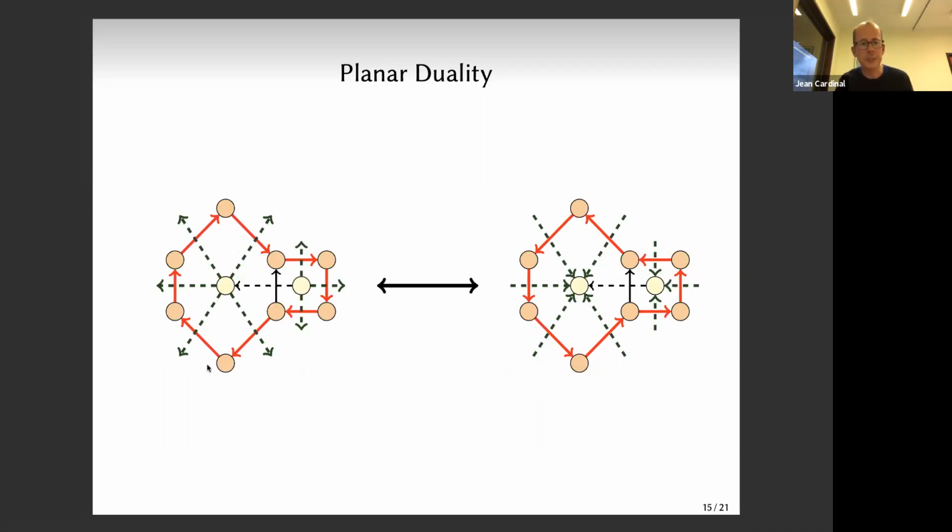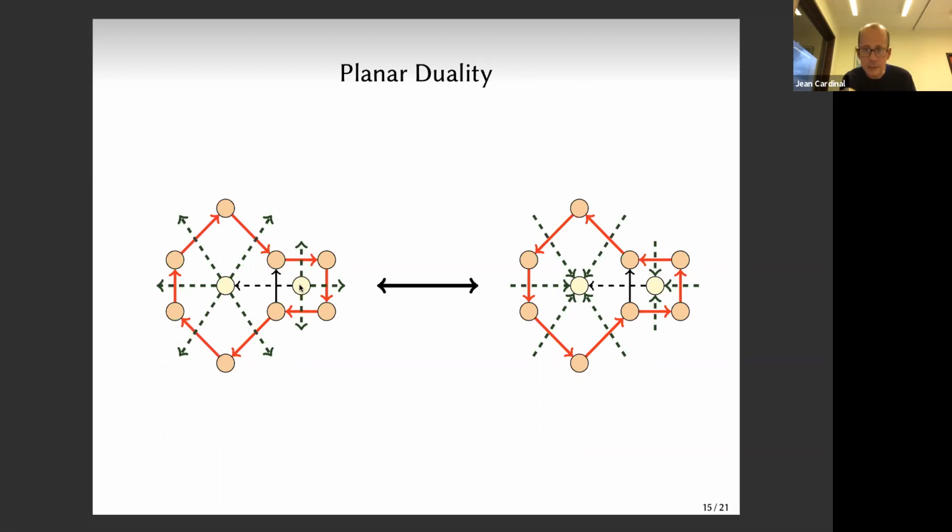The original edges of the planar graph are red, and now I drew the dual edges as dashed green, right? And now let's see what is a flip in this dual planar graph. A flip, for instance, would flip this red directed cycle. Well, this amounts to considering the cut that is induced by the green edges in the dual planar graph, right? It's a cut that separates those two faces from the other faces, right?